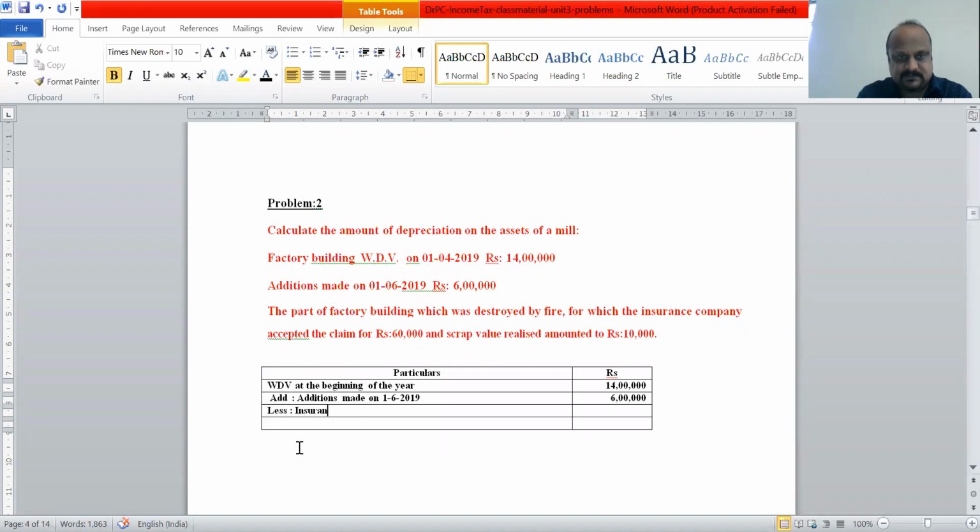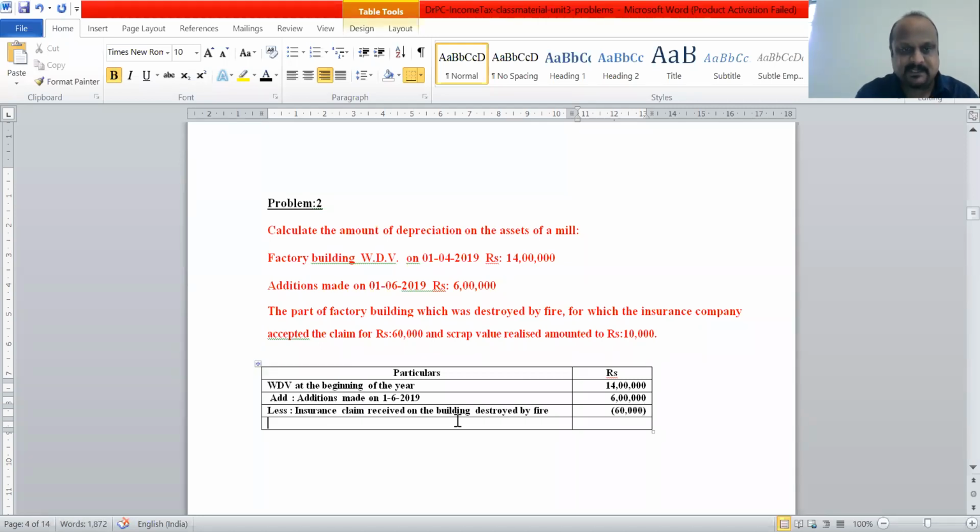Less, we have to subtract the insurance claim received on the building destroyed by fire. How much is that? 60,000 has to be subtracted.